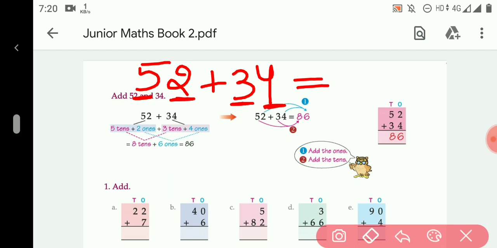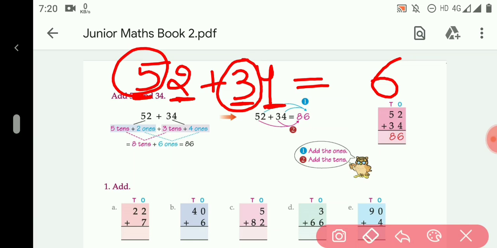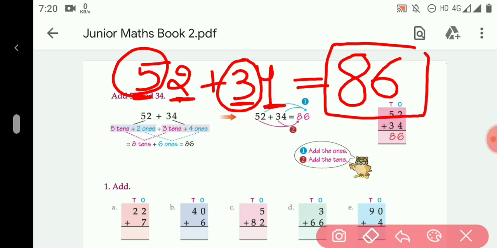First we will add the ones of both the number. 2 plus 4. How many? 6. So we will write it on ones place. Then we will add the tens of both the number, which means 5 and 3. How many? 8. So 8 will be written on the tens place here. 86. So 86 is the answer.